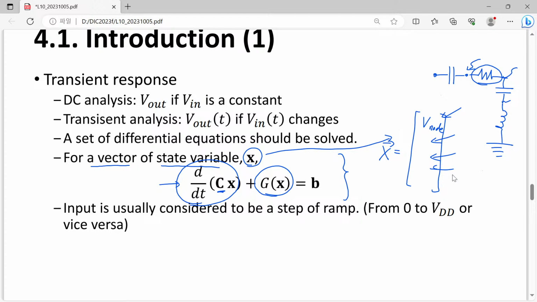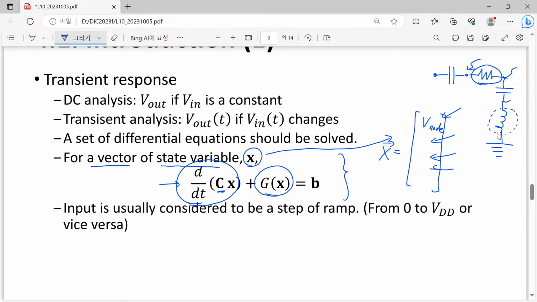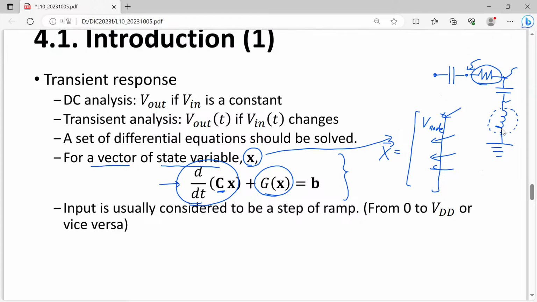So maybe you can ask me this question: okay, professor, now we can find an inductor, then what will happen? Don't worry about that. Even when we have an inductor, we can expand this state vector with the inductor current, and then we can recover this kind of form. Then your other question is, capacitor, resistor and inductor, RLC, are all passive devices. How about MOSFETs, transistors?